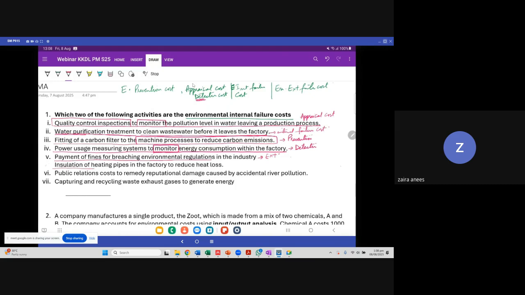Insulation of heating pipes in the factory to reduce heat loss. This is the sixth one. Prevention cost. Public relations cost to remedy reputational damage caused by accidental river pollution. External.